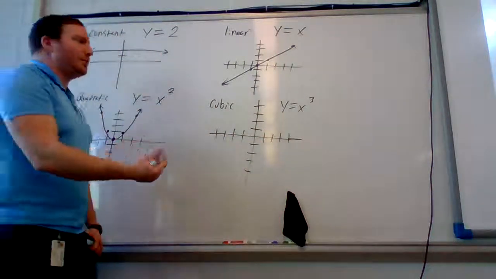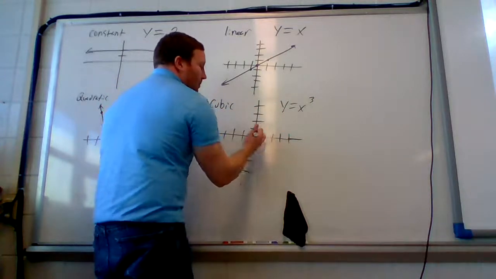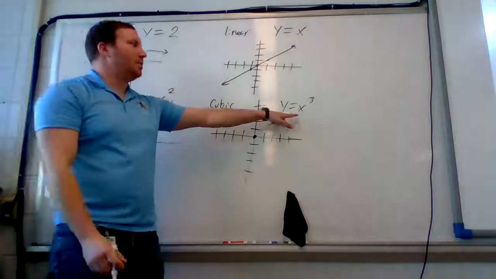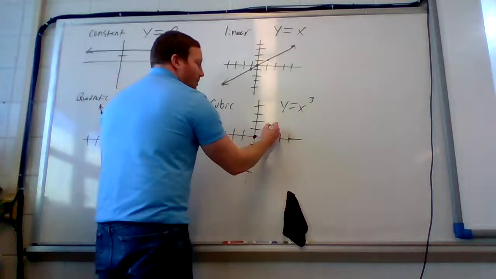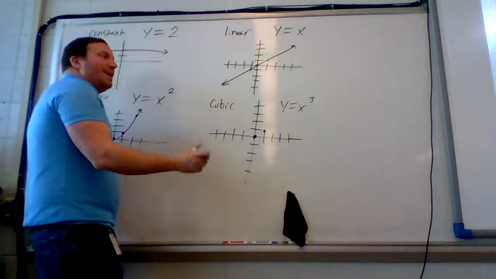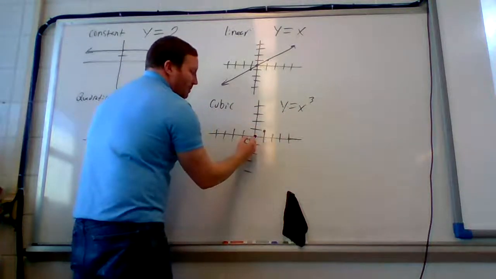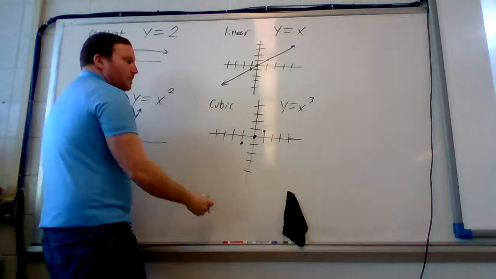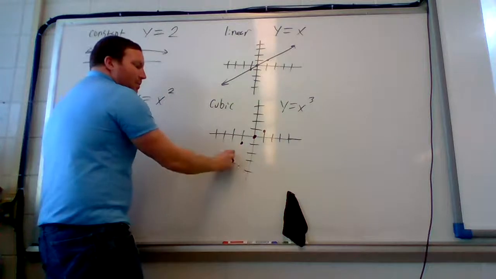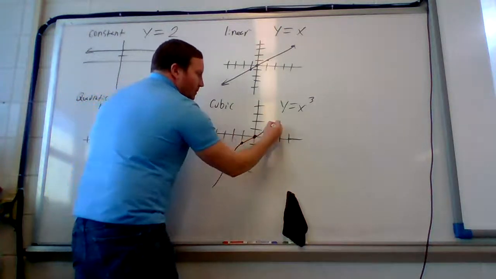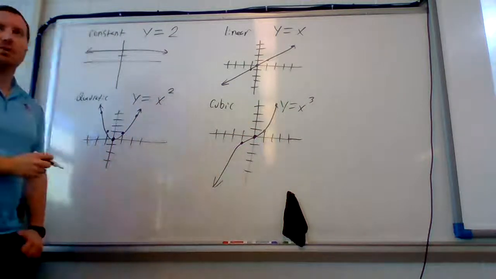Again, if I plug in 0 for my x value, 0 cubed is still 0, so y equals 0. If I plug in 1, well, 1 cubed, so 1 times 1 times 1, is going to get me a positive 1 on the y. But if I plug in negative 1 times negative 1 times negative 1, it's going to get me a negative 1. If I plug in 2, 2 cubed is 8, so I'm going to be way up there. If I plug in negative 2, it's going to give me negative 8. So we're going to have a graph that has kind of this little S shape in it. It's got this little curve in the middle.